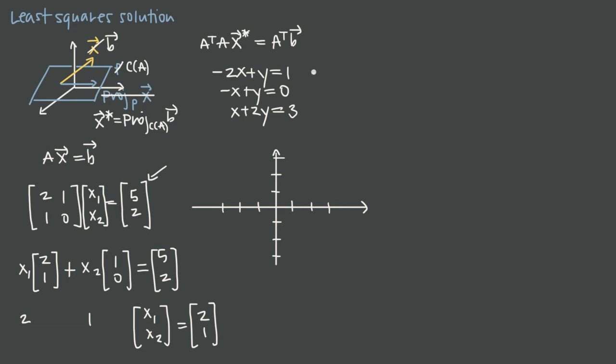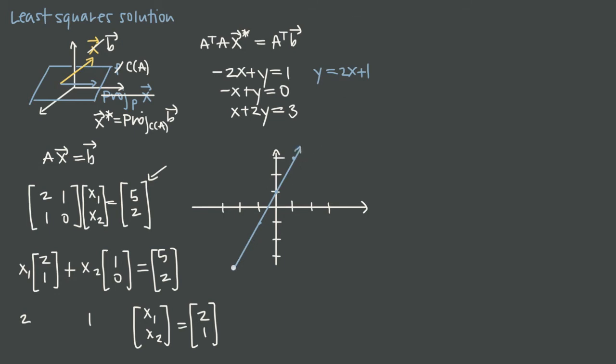This first one here we could rewrite as y equals 2x plus 1. That means we're going to have a y-intercept of positive 1 and then a slope of 2. So we're going to go up 2 and over 1, and then here down 2 and over 1. And so our line there might look something like this, let's say roughly.